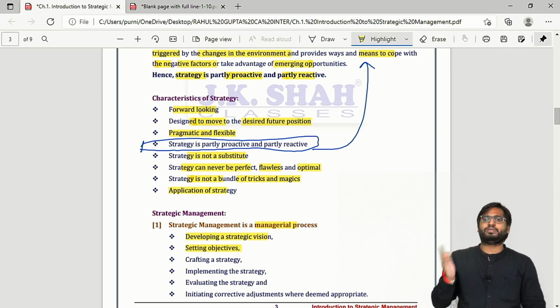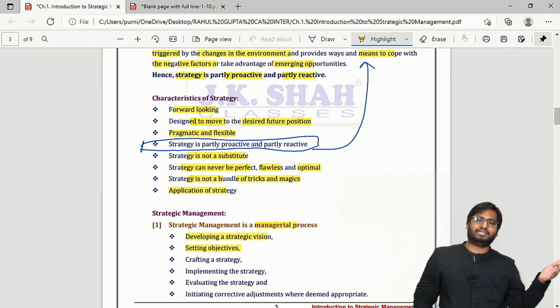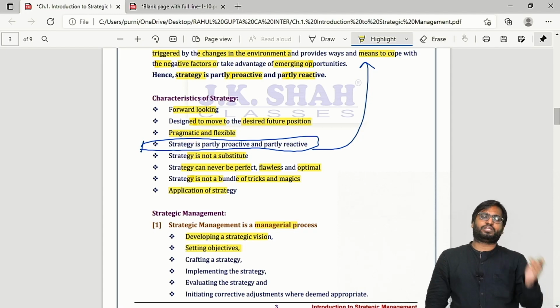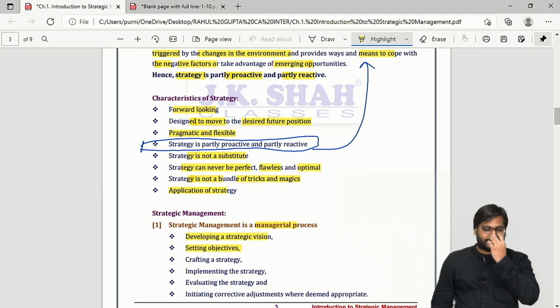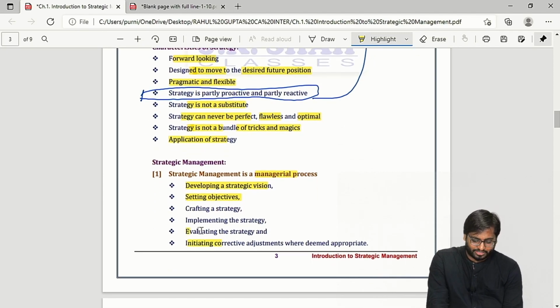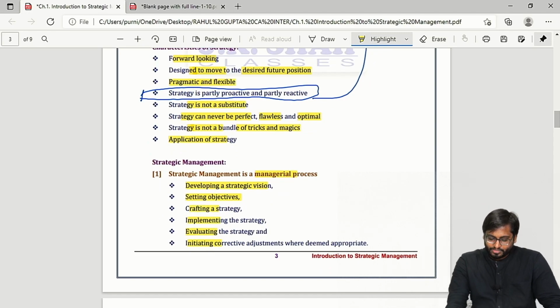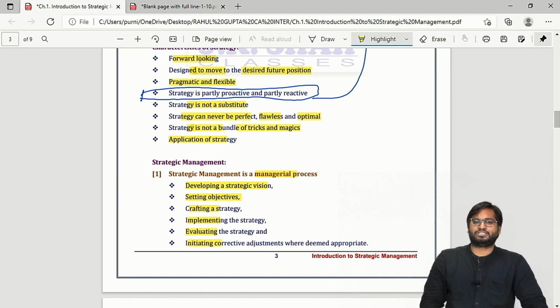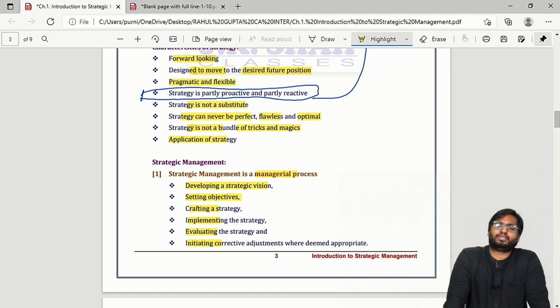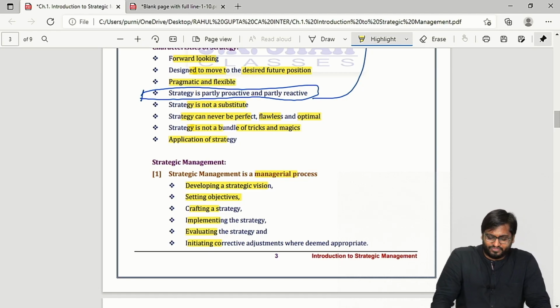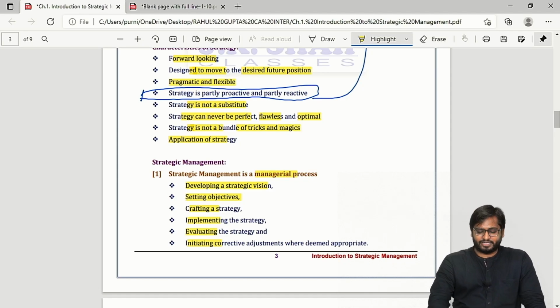What do you mean by implementation? Execution. Whatever you had planned, now you are actually working towards it. You are putting your plans into action. And last point, initiating corrective adjustments wherever deemed appropriate. So wherever required, you are taking corrective actions. So these were the 5 points. Number 1, developing a strategic vision. Number 2, setting objectives. Number 3, crafting of strategy. Number 4, implementation and evaluation of strategy. Number 5, initiating corrective adjustments wherever required.